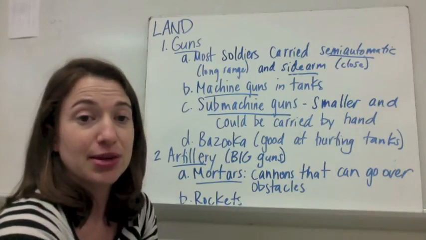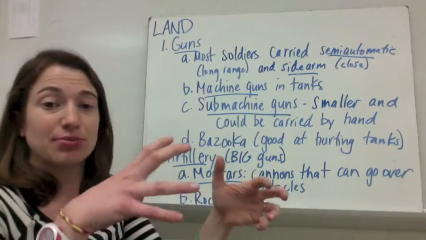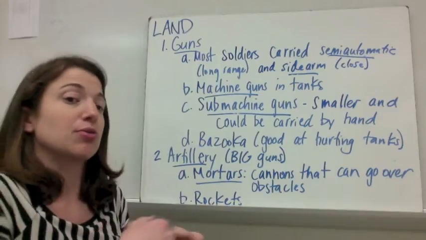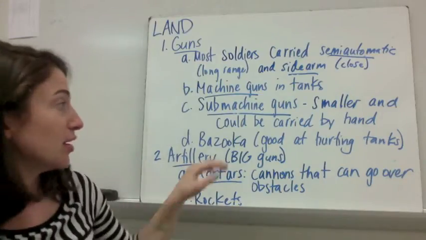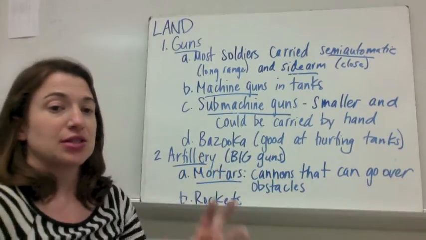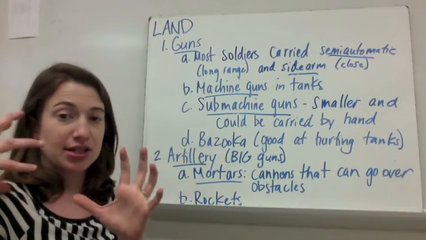Like, you can carry them. Like a machine gun, you'd have to kind of stay in one place and fire. Submachine guns are guns that you could carry with you and move from place to place. The bazooka is another weapon that comes around during this time, and this is huge, heavy, hard to carry.